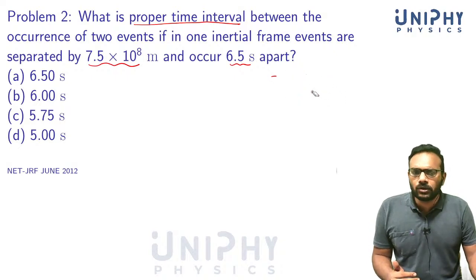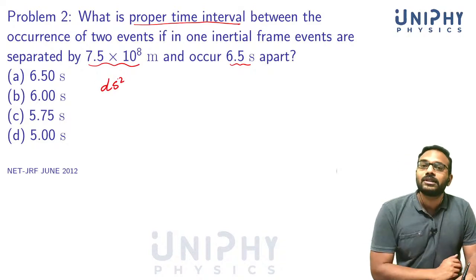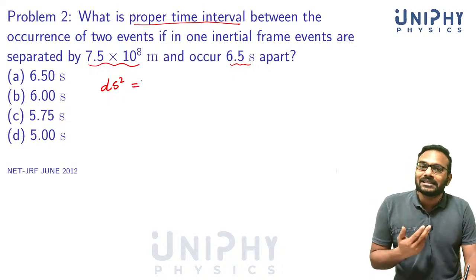That's one way to do it, or you could directly think about one of the most important quantities in special theory of relativity, ds square. It's known as the invariant interval.